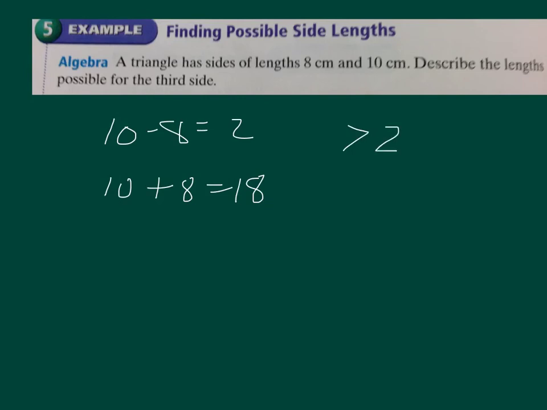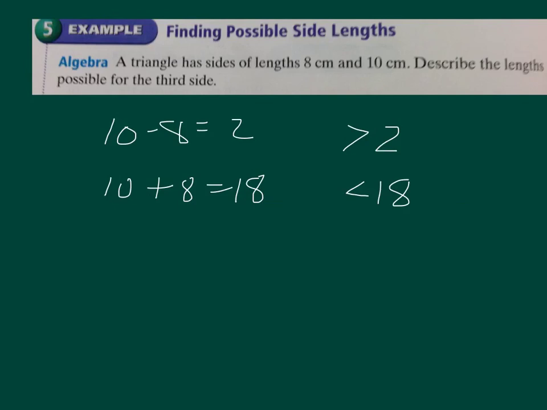and the third side would have to be less than 18. It couldn't equal 18 because the 8 and the 10 would lay right on top of it. Could it be 17.9999 centimeters? Yes, it could. Again, it could not be 2 because the 8 and the 2 would lay right on top of the 10. Could it be 2.0001 centimeters? Yes, it could. Anything greater than 2, but not equal to 2.